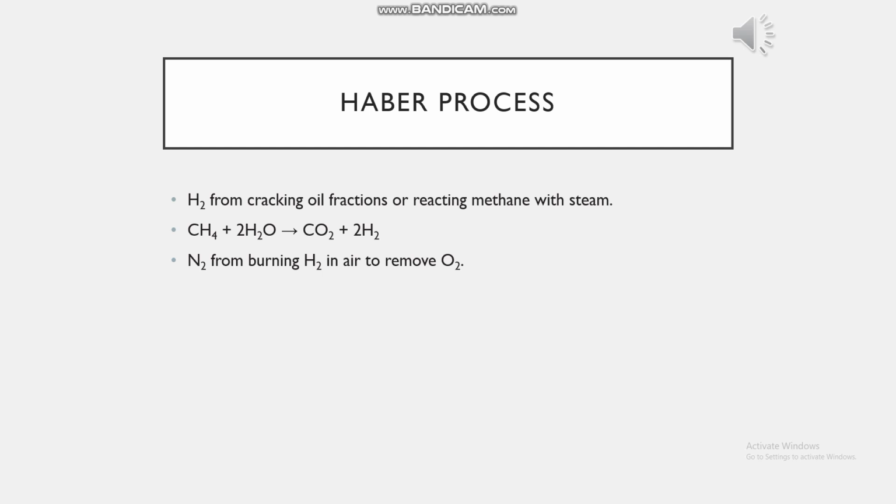Having acquired these reactants, we can now produce ammonia through a reversible reaction. The conditions for this reaction are 450 degrees Celsius, 200 atmospheres of pressure, and in the presence of an ion catalyst.